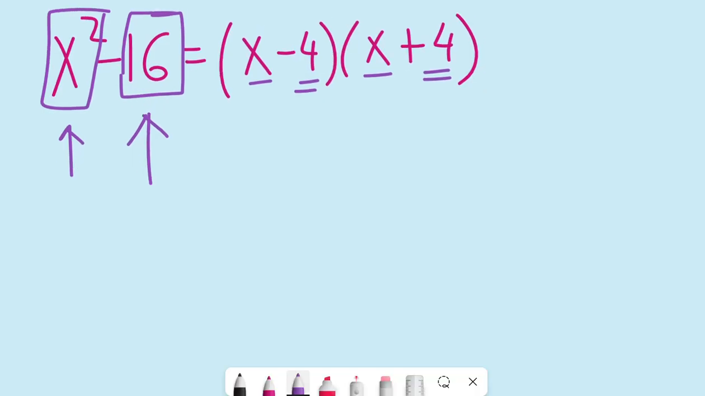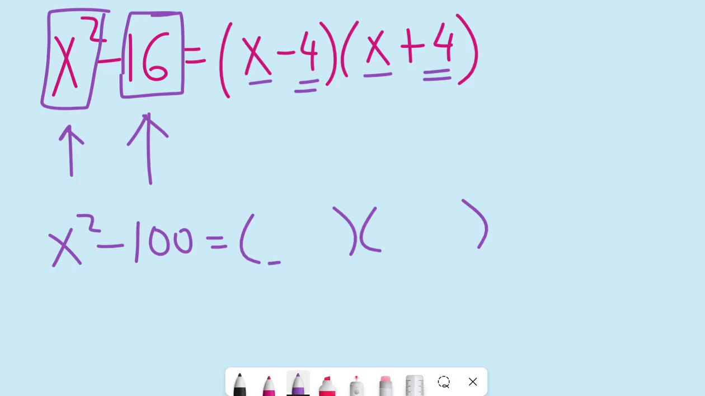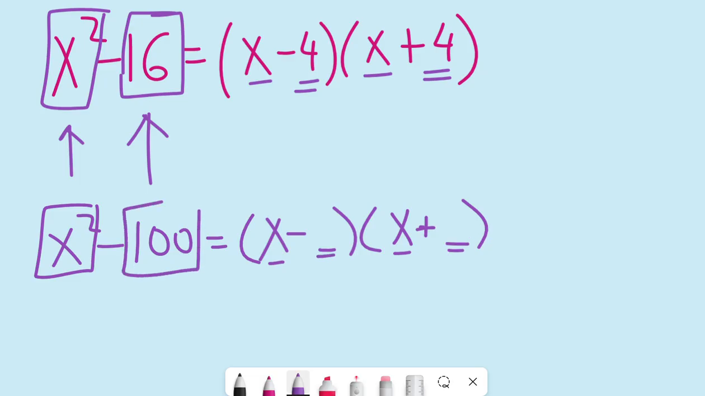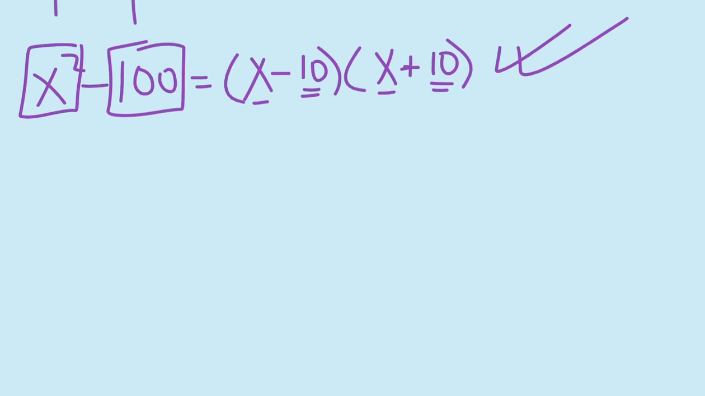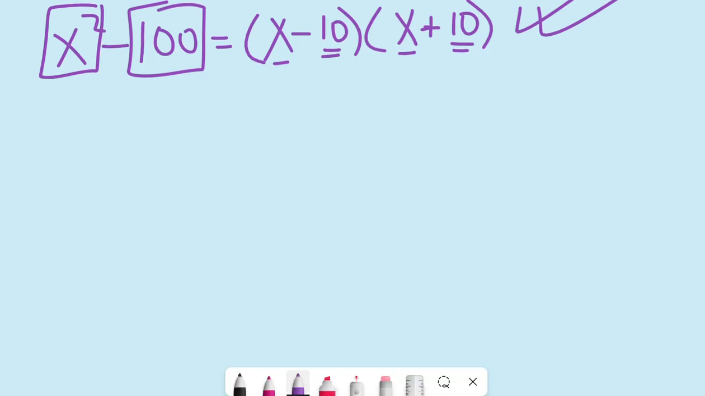Okay, let's try another example. If we say x squared minus 100. All right. So what number multiplied by what number will give us x squared? Aha, excellent. x times x is equal to x squared. Minus plus. What times what will give me 100? 10 times 10 is equal to 100. Perfect. What if we have, last two examples for today.